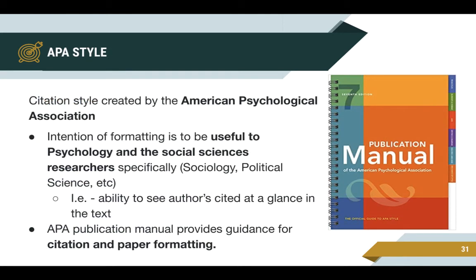A little bit about APA style, which you're being asked to use. It's the citation style created by the American Psychological Association, and the intention is that it's useful to psychology and social sciences researchers, so sociology, political science, social geography, etc. What's especially helpful about it is that you're able to see the author's cited work at a glance in the text. And the APA publication manual provides guidance for citation and paper formatting. So that's sort of the core reason for its existence.